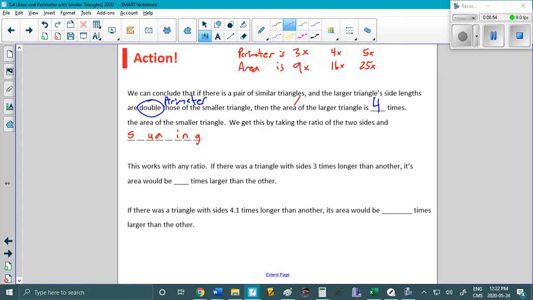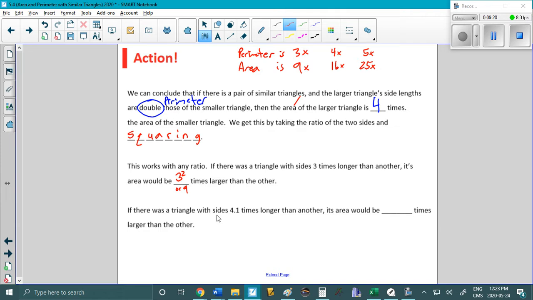We square it. So perimeter is 3. 3 squared, or 3 times 3 is 9. Perimeter is 4 times 4, or 4 squared is 16, etc. This works with any ratio. If there was a triangle with sides 3 times longer, its area would be 3 squared, or 9 times larger.